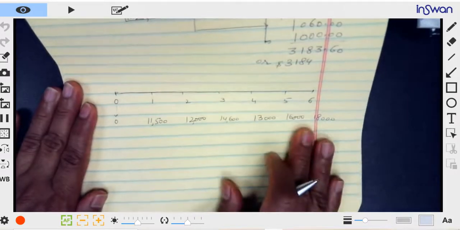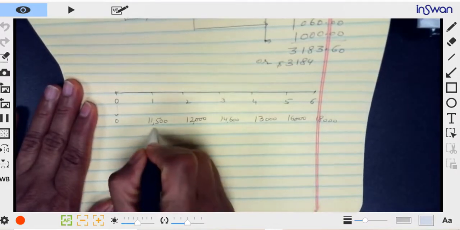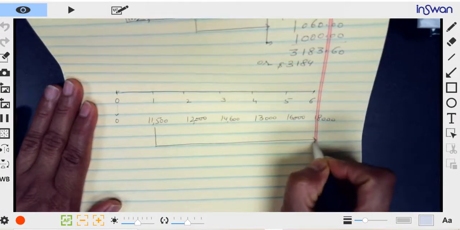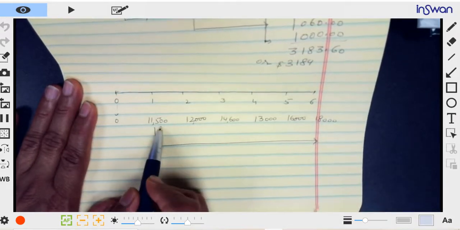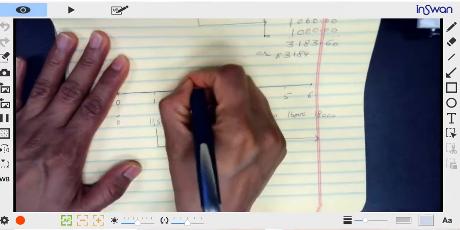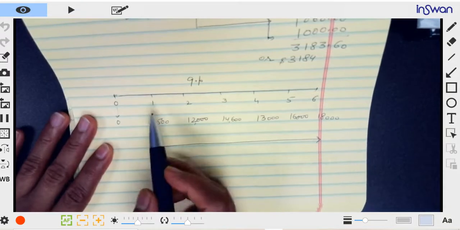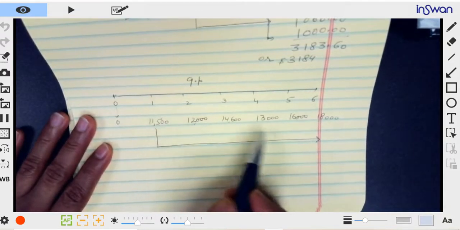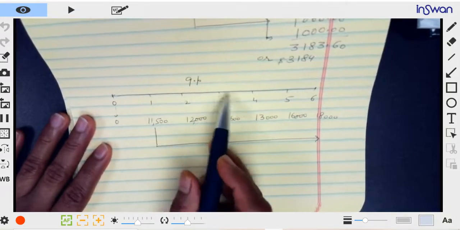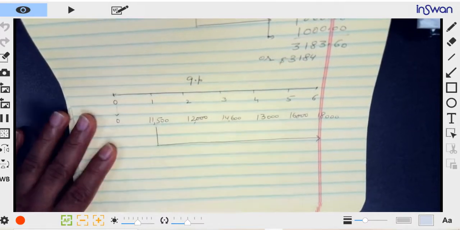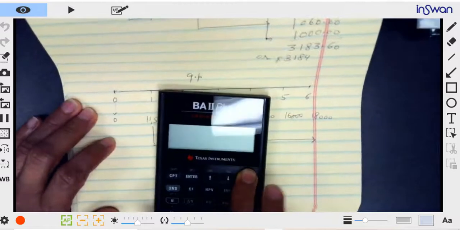So exactly the same way as we solved the problem of annuity, we are taking all the cash flows one by one. So what will you do? You will calculate the future value of 11,500. The interest rate in the problem is 9%. How many times is the compounding taking place here? 1, 2, 3, 4, and 5. So you will get the future value of 11,500.